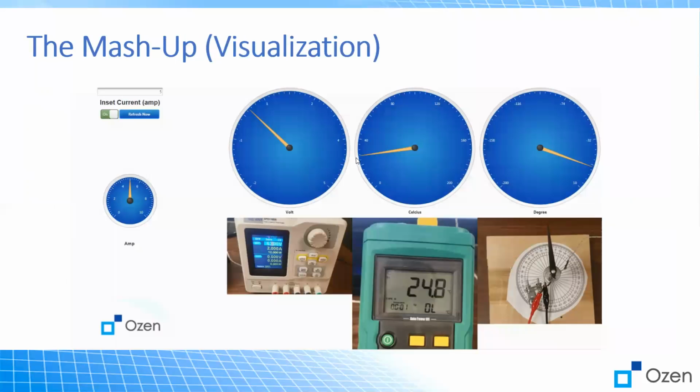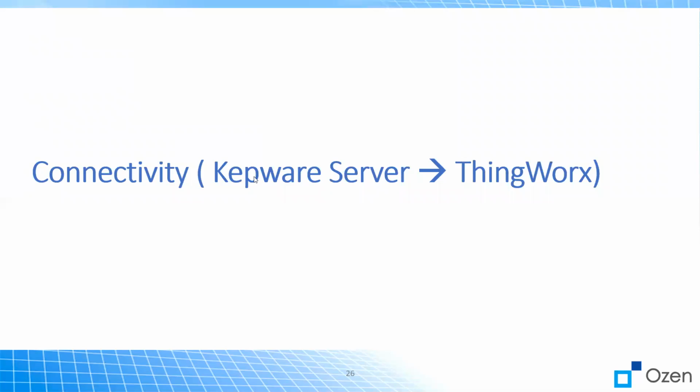And this is the mashup we created for this problem. As you see, with certain amps, you'll be able to monitor the amount of volts, temperature, and also the degrees that it turns. The other important factor is the connectivity, which is mostly related to the Kepware server and how it communicates with Thingworx.